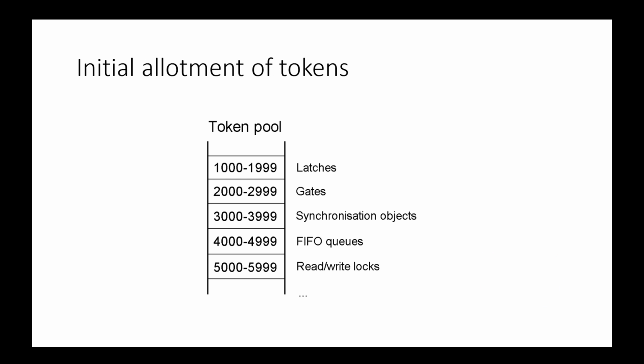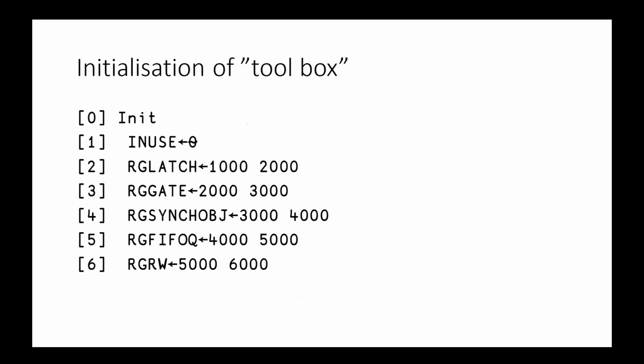The first thing that happens is that it allots tokens in ranges. So these are the different tools, the different synchronization things that are in this toolbox. And they each have a range of tokens. So you know that if you have a token in the range 5,000, it's a ReadWrite Lock. And this is what the toolbox does when it initializes. It has a vector of all the tokens that are in use, and these are the ranges in which those different tokens can be used.